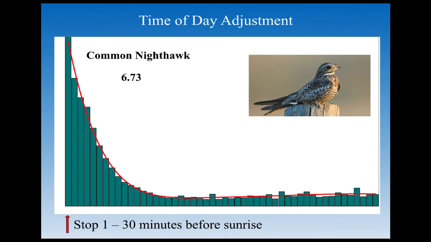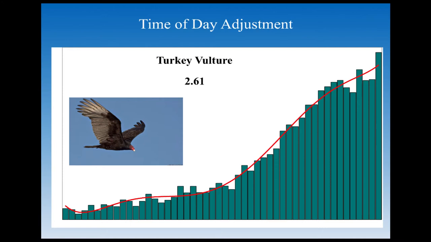Let's see. Some birds have the opposite pattern. Turkey vultures and red-tailed hawks are good examples. They're not dinking around when it's cold and they're wet and sitting in the trees, waiting for the sun to come up and dry off their feathers and get some thermals and start to soar. So their activity goes up and up and up. And even here's the 50th stop, 4.5 hours after you started, and turkey vultures are still going up, basically. So again, there are way more turkey vultures out there than we count in these surveys.